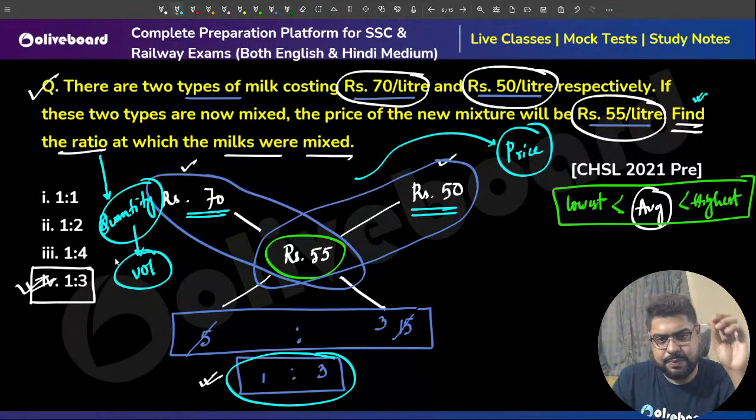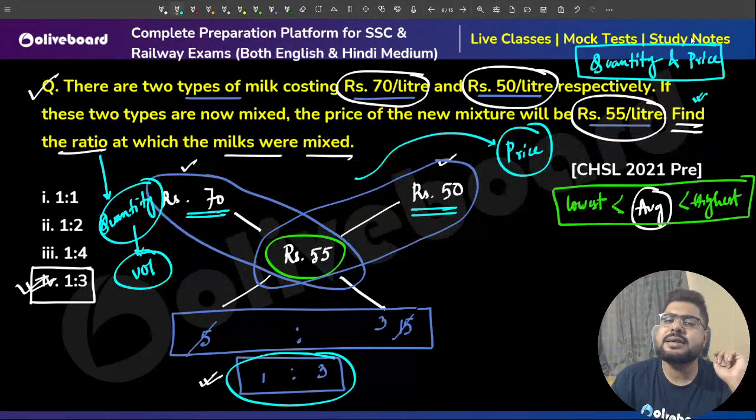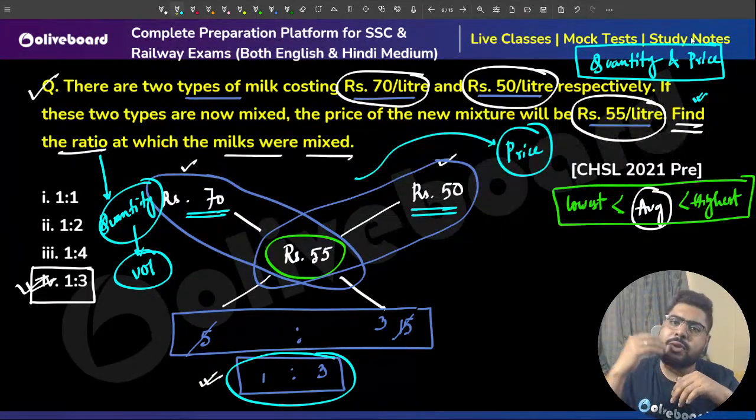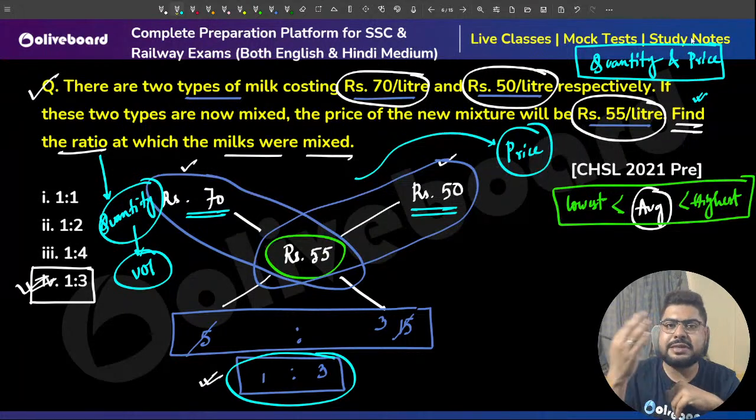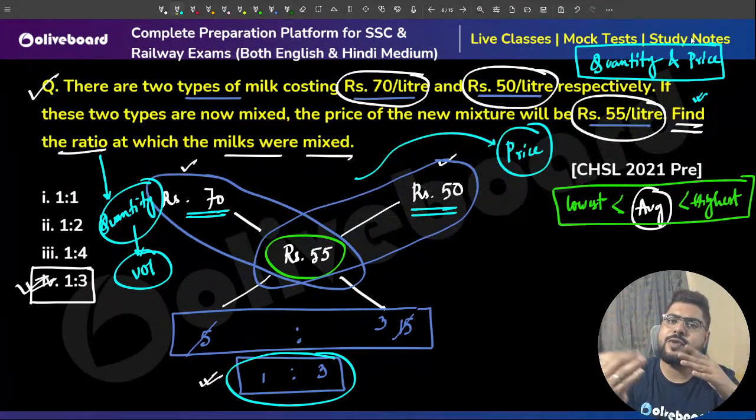Because I can simply say, sir, quantity and price are linearly related. Quantity goes up, so 1 liter of milk is 70 rupees, and 10 liters of milk will be 10 times the amount, that means 700 rupees. So they are linearly related. Quantity into 10, price into 10 also. Quantity into 5, price into 5 also.